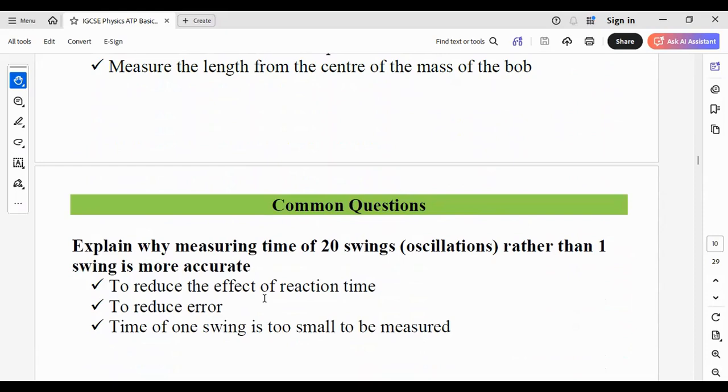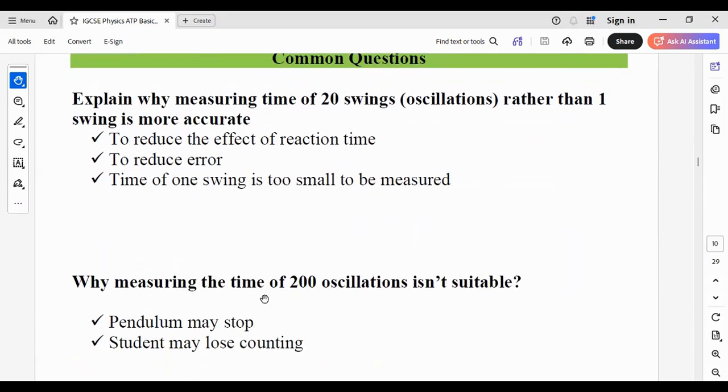The common question is why measuring the time of 20 swings or oscillations rather than one swing is more accurate. The answer is to reduce the effect of reaction time, or to reduce the error. The time of one swing is too small to be measured, because there will be a huge reaction time error.